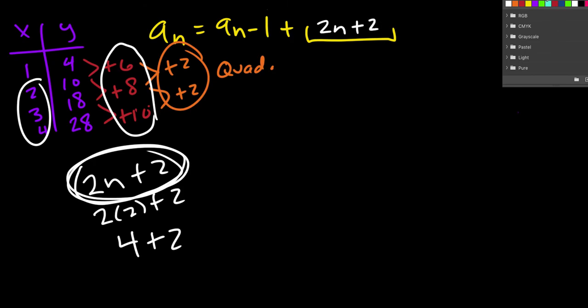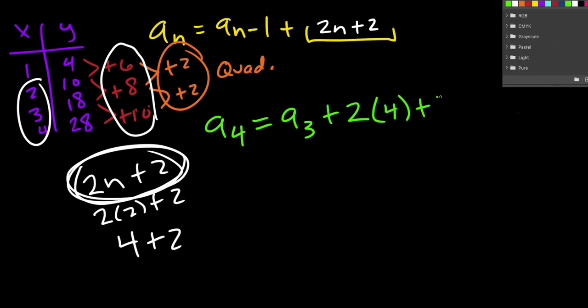Okay? Now we can use this, and we're going to test it with the fourth term. So we're going to say a sub 4 equals a of n minus 1, so that's a sub 3, plus 2 times, now our n is this thing, so it's 4, plus 2. Okay, we know what the third term is, it's 18, so we can plug that in. And it comes down to simplification. Now when we simplify it, we hope it's 28, because that means it's right. If not, then we messed up somewhere.